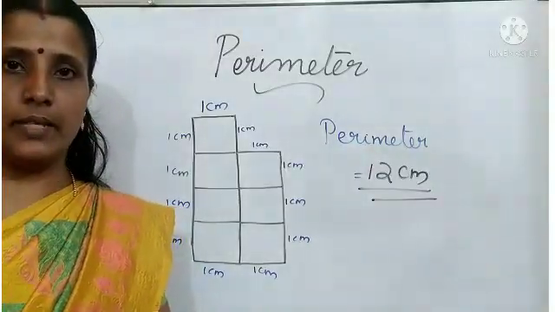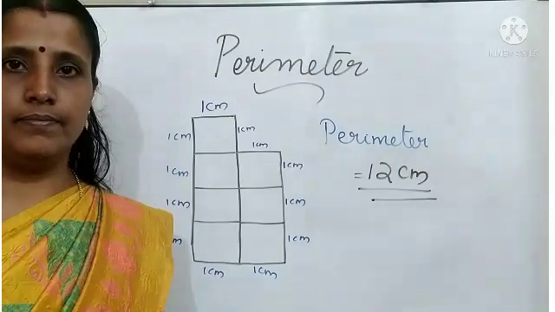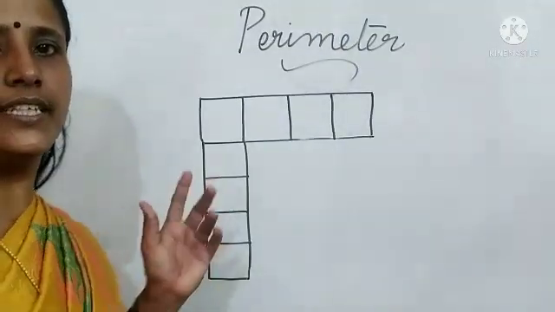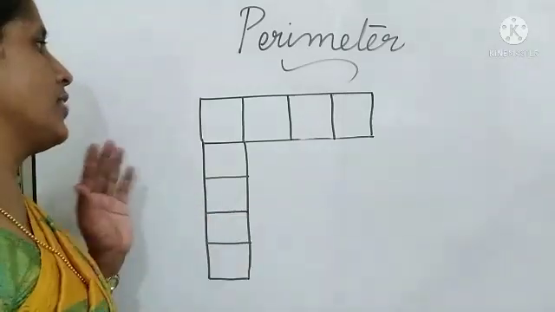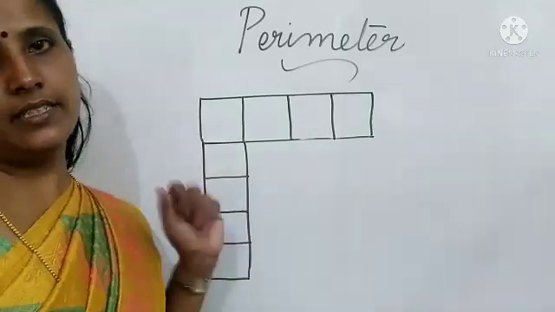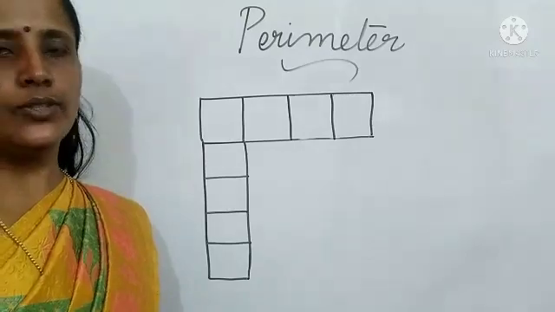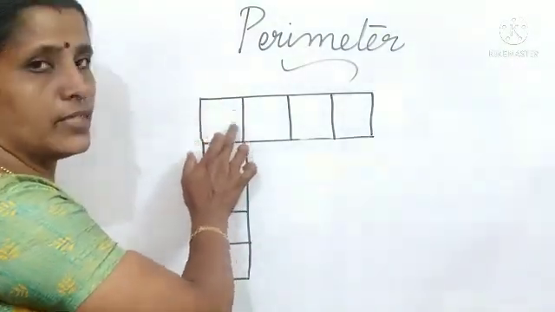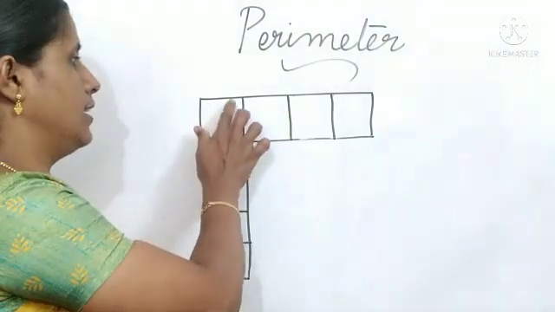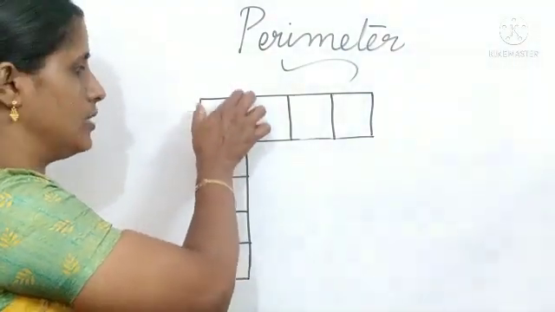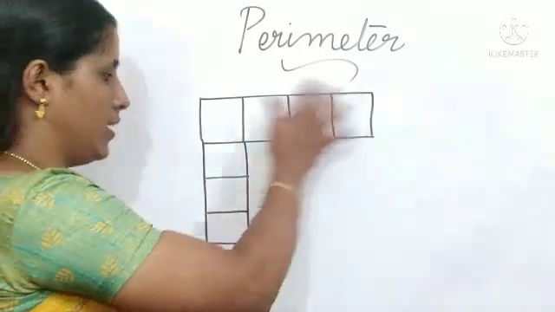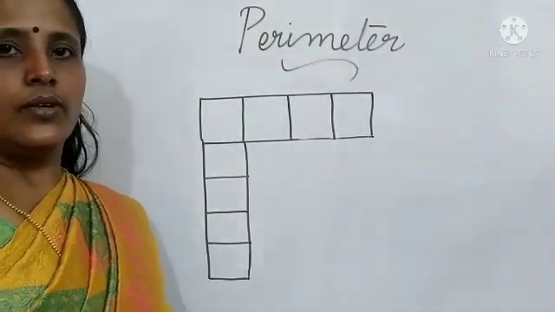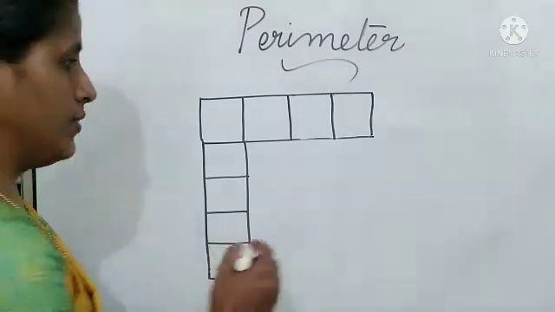Understand? How can we find out the perimeter of the given figure? All of you understand? So here is another example. You have to find out the perimeter of the given figure. Here also the given square is a unit square because its length is 1 centimeter. So this is a unit square. So we need to find out the perimeter of the given figure. Okay, how can we find out the perimeter of the given figure?